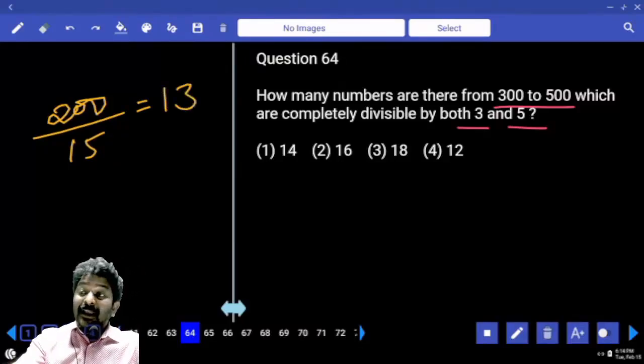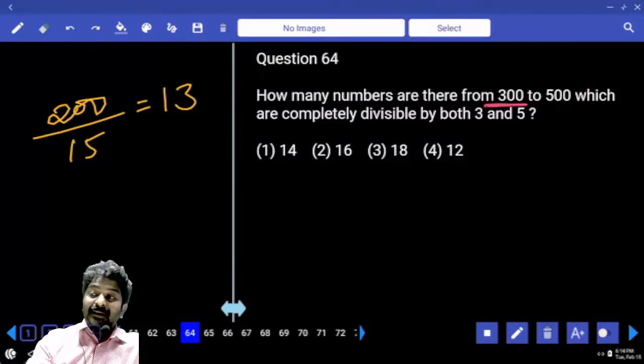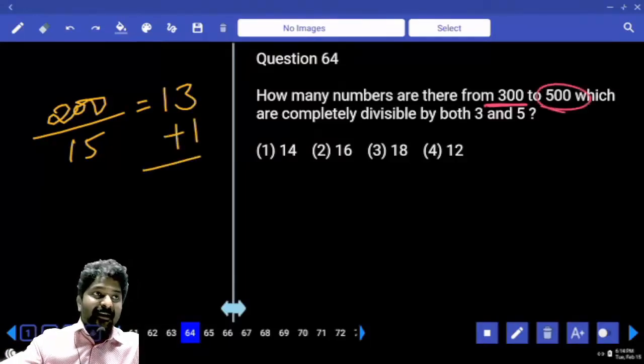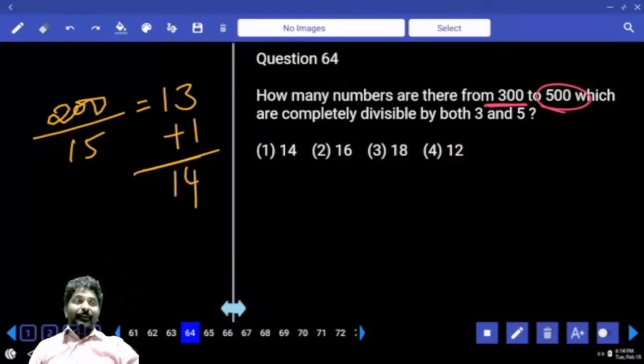Correct. Now 300 and 500 are also included, right? Is 300 divisible by 15? Yes. Right. So to this you just need to add 1 only, because 500 is not divisible by 15. You don't have to consider it. As 300 is divisible by 15, you have to consider one more. So answer 14.